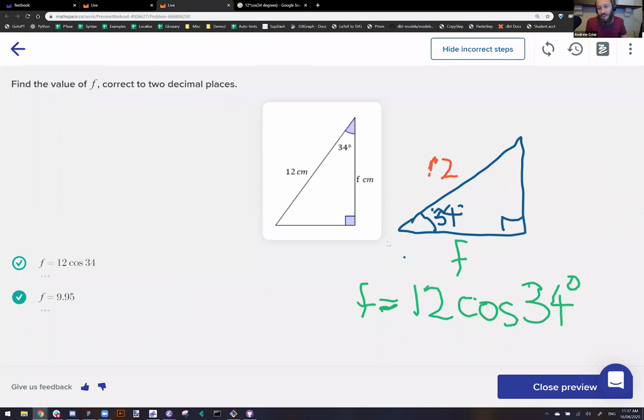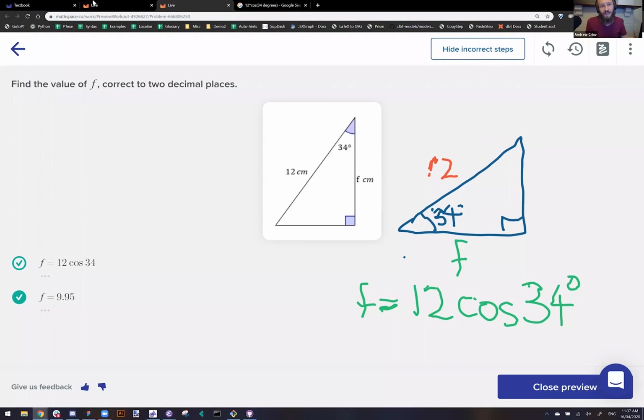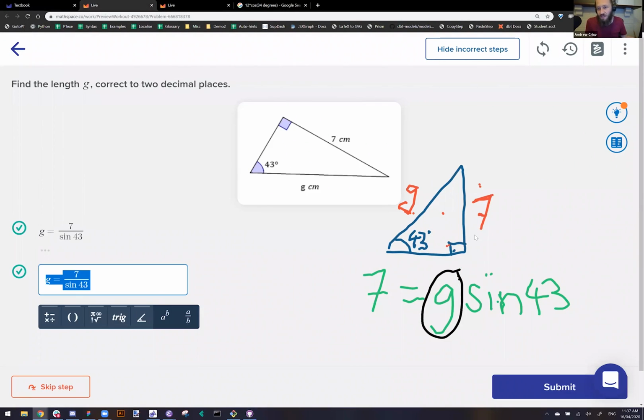Whereas in this one, I read it off and I say F. What's F? Well, F is K cos theta, 12 cos 34. And this one over here, 7, matching it up, is K sine theta. In this instance, the tricky part though is that the K, the length of the hypotenuse, is unknown. So once again, I hope I answered your question, but feel free to send through another one if you want me to have another stab at it.